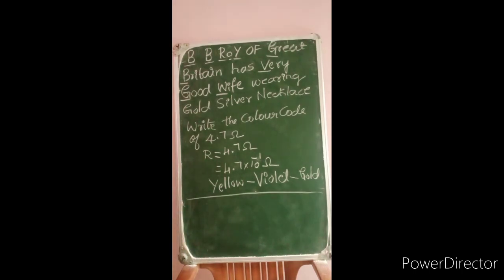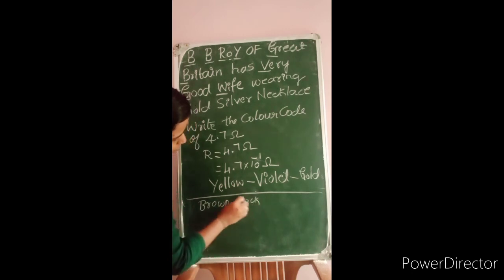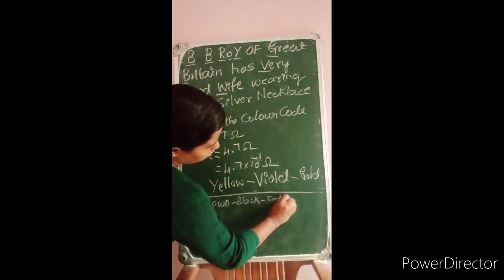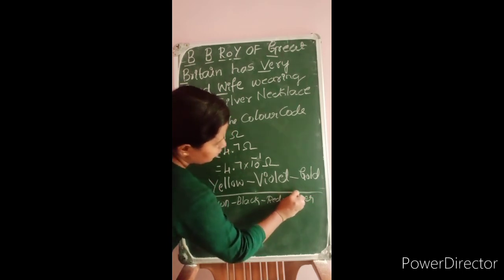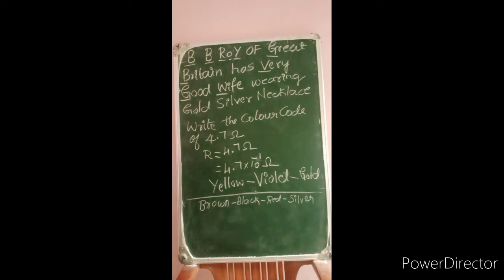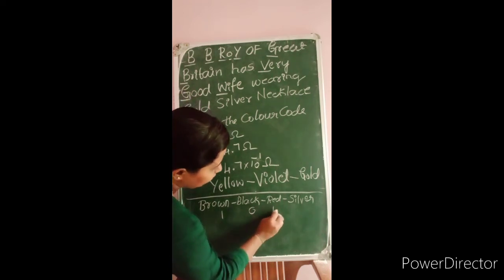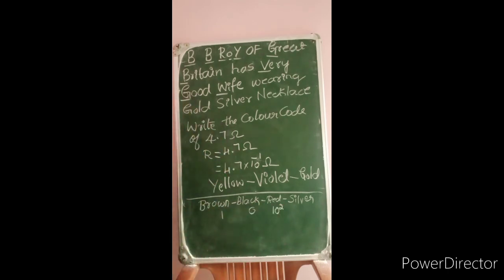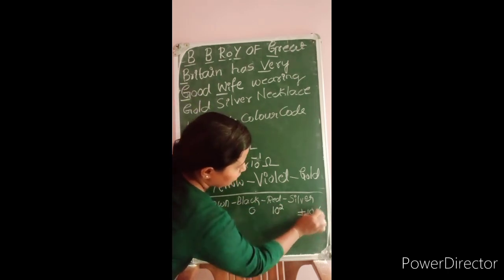Let us see another example for this one. A carbon resistor has brown, black, red, silver sequence. You have to write the resistance value of this one. How will you write? For brown it is 1, and for black it is 0. In the first band and the second band you have the values already. I have given you the table. Verify using that table. Then we are having red. The multiplier value of this one is 10 raised to 2, and silver is nothing but plus or minus 10%.